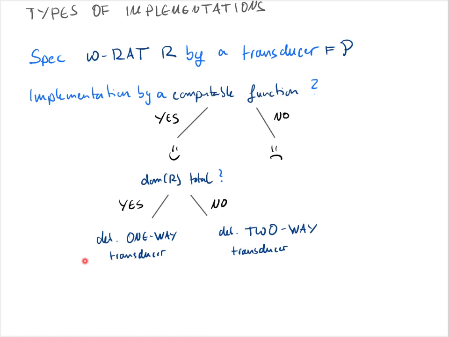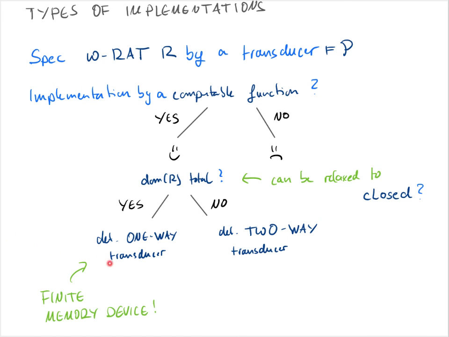The main difference between one-way and two-way transducers is that one-way transducers are finite memory devices, while two-way transducers have a finite state space, but they need arbitrarily long access to the input stream. So the input must be stored in some way to be still accessible for the two-way transducer. Another thing is that this not only holds for domains which are total, but even for any domain which is closed, and it is decidable whether a domain of an omega rational relation is closed.